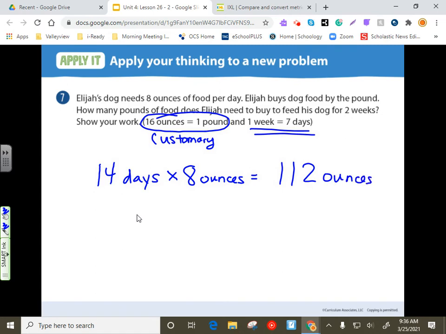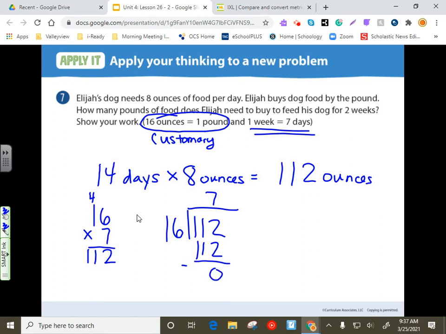And the problem is they're asking us for the answer in pounds. So we have to take this 112 and divide it by 16. And this isn't a nice fluffy one to divide. You've actually got to do it like this 7 times. You've got to try guess and check. 7 times 6 is 42. 7 times 1 is 7 plus 4 is 11, so 112. So that leaves him with 7 pounds of dog food. That's a lot of dog food. Must be a big dog.